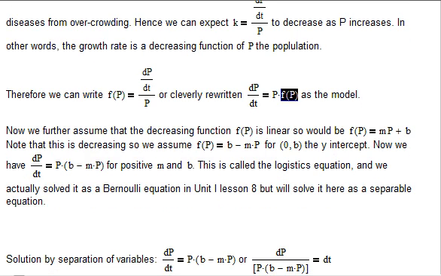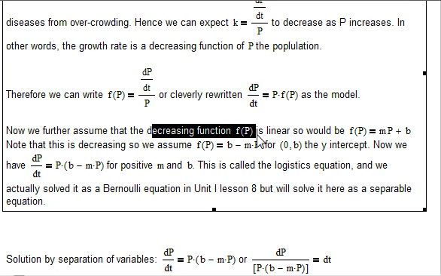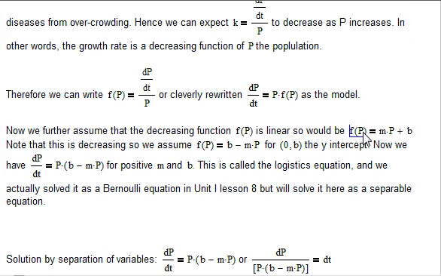So if we further assume that the decreasing function is linear, so it would look like this: f(P) equals mP plus b, slope-intercept form. But since it's decreasing, we'll say it's f(P) equals b minus mP, for b the y-intercept and the slope a positive number, so it would be negative within this equation. So we've got change in population with respect to time is a product of the population and a constant b minus a constant times the population.